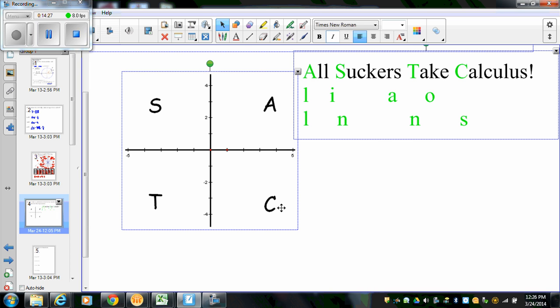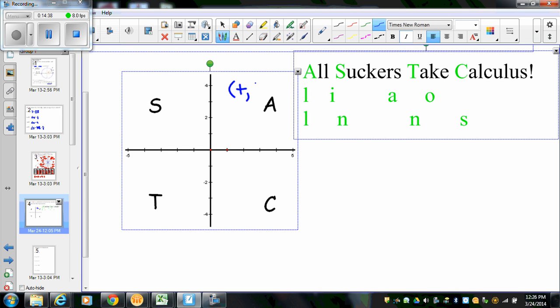That tells you what trig function is positive in which quadrant. So A stands for all. Everything's positive over here because we have a positive x and a positive y in that coordinate. In the second quadrant, S, suckers, stands for sine. Sine is positive here, but not cosine, because we have negative, positive. So sine is positive over here, and then of course its reciprocal, cosecant, would be as well.